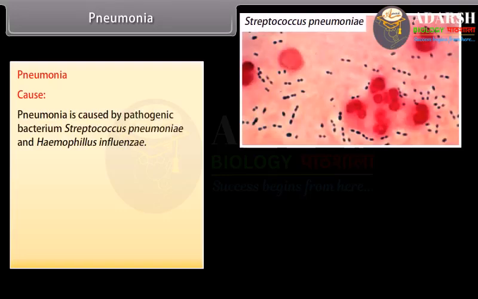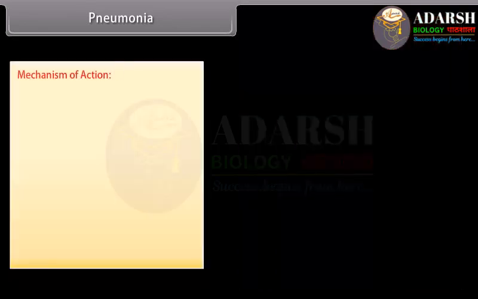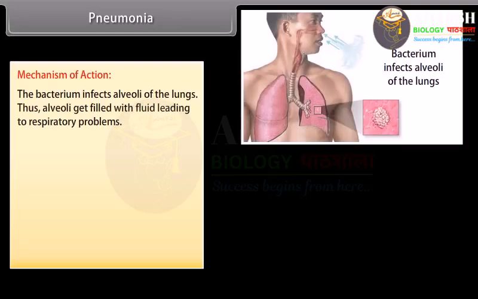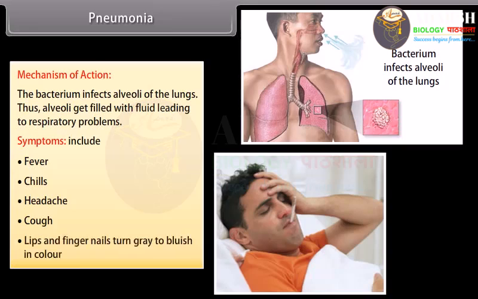Pneumonia. Cause. Pneumonia is caused by the pathogenic bacteria Streptococcus pneumoniae and Haemophilus influenzae. Mode of transmission. The bacterium is transmitted by inhaling droplets and aerosols released by an infected person, or by sharing utensils with an infected person. Mechanism of action. The bacterium infects the alveoli of the lungs. Thus, alveoli get filled with fluid leading to respiratory problems. Symptoms include fever, chills, headache, cough. Lips and fingernails turn gray to bluish in color.